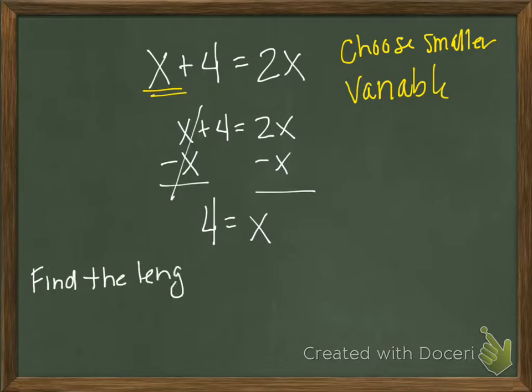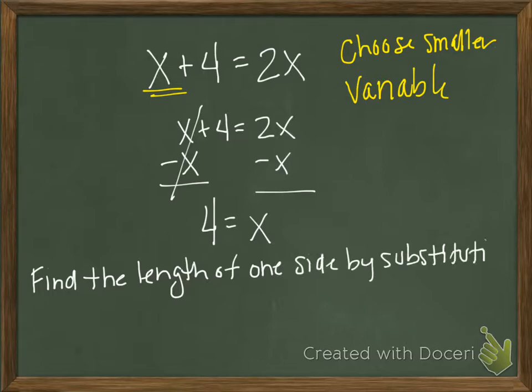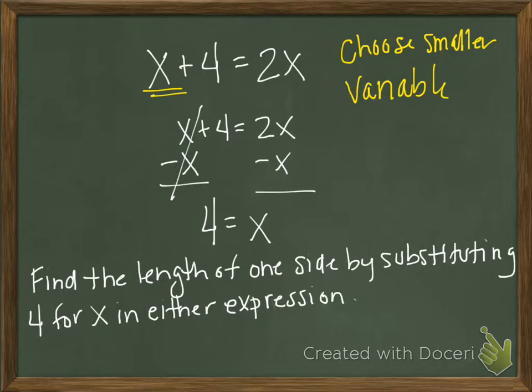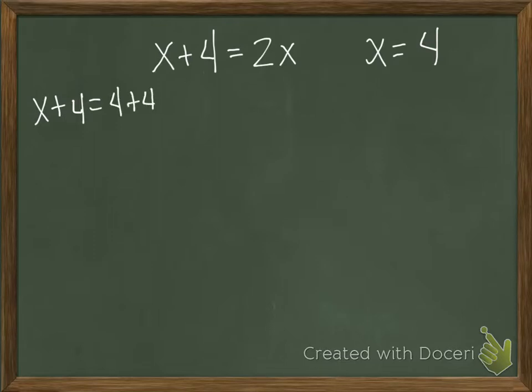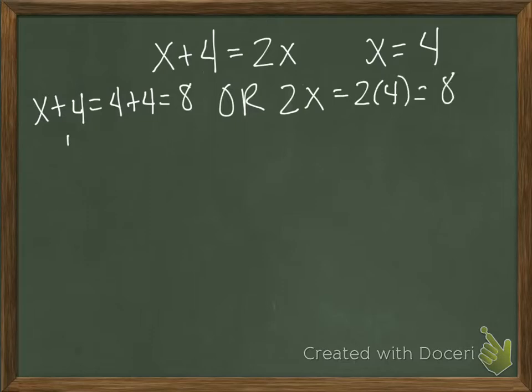So now the question was to find the length of one of the sides of the square. And we're going to substitute x equals 4. And I can use either side because it's going to be the same thing. So x plus 4 equals 2x. If x equals 4, so you'll see x plus 4 equals 4 plus 4 equals 8, or 2x equals 2 times 4, which is 8. So one side length is 8 units.